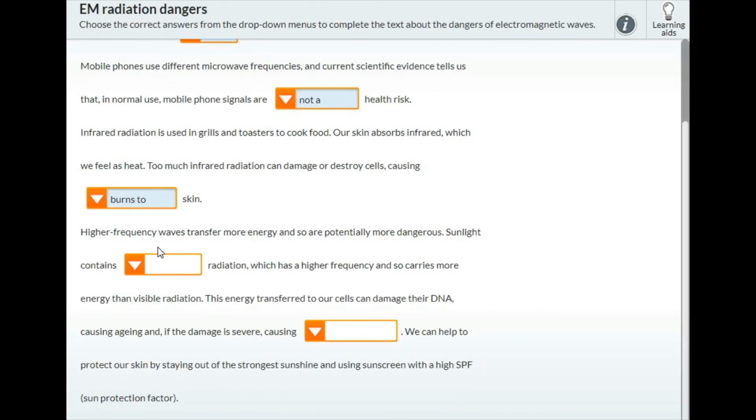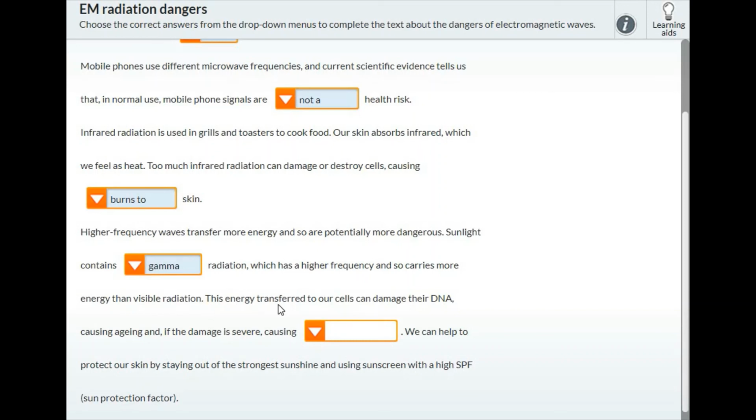High frequency waves transfer more energy, and so are potentially more dangerous. Sunlight contains, what's the rest of this, it contains gamma radiation, which has high frequency, so carries more energy. We were talking about high frequency, which is gamma, so high frequency waves transfer more energy. Sunlight does contain gamma, which is high frequency, so carries more energy than visible radiation.